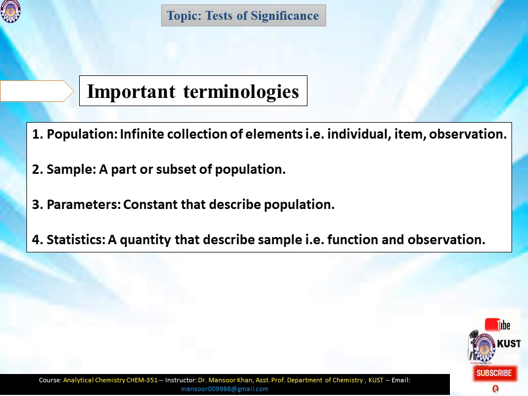The third one is parameters. A constant that describes a population is called a parameter, and a statistic is a quantity that describes a sample, for example, function and observation. So in analytical chemistry, often we will deal with sample and statistic.